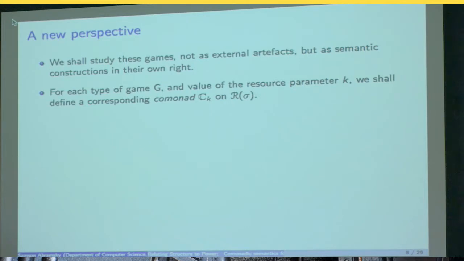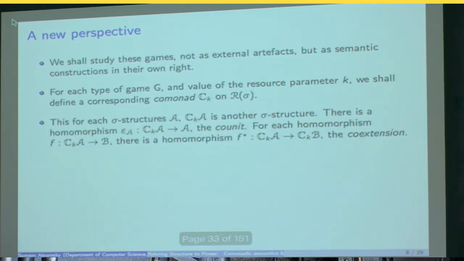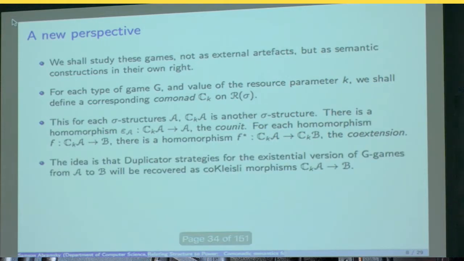for each type of game. And this indexing will turn out to play an interesting role because of its connection with resources of some kind. So, well, you don't need this to be spelled out. It means that for each structure, applying this comonadic construction gives us another such structure. We have a co-unit, we have the co-extension. Here I'm giving the comonad in Kleisli form.